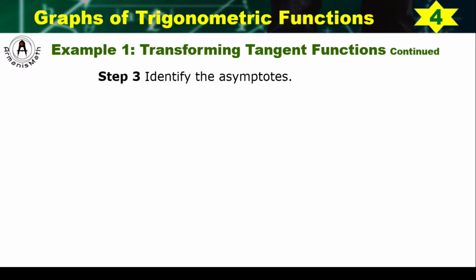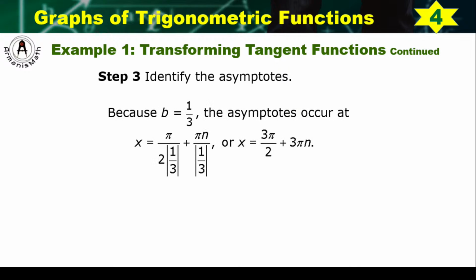And the asymptotes here, if you remember that little formula, if you know that b is 1/3, then the asymptotes occur at pi over 2b, with the absolute value of b. And if you did the fraction correctly, you'll end up with pi over 2/3. And obviously that is the reciprocal and becomes 3 pi over 2. So every 3 pi over 2.